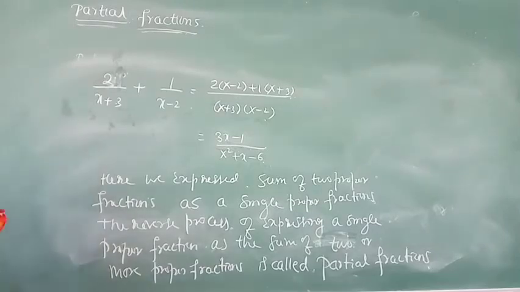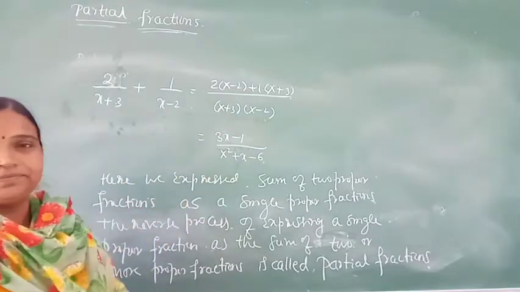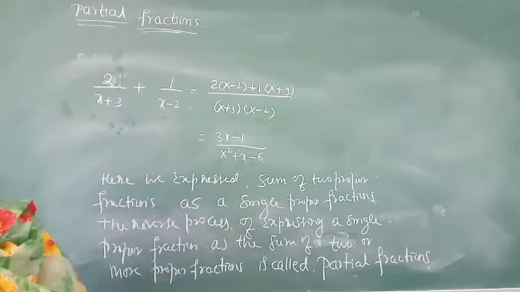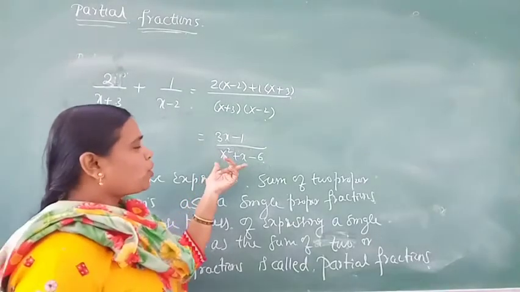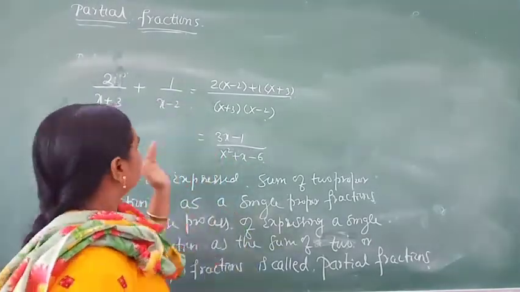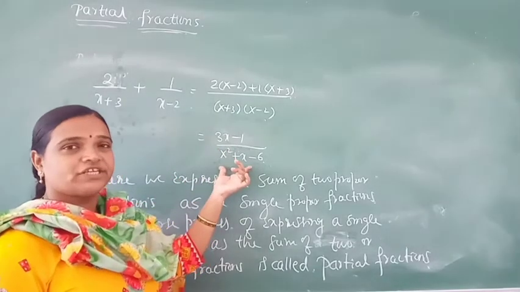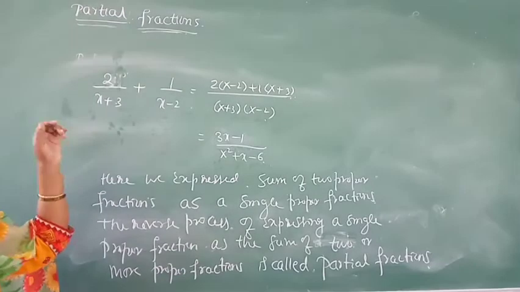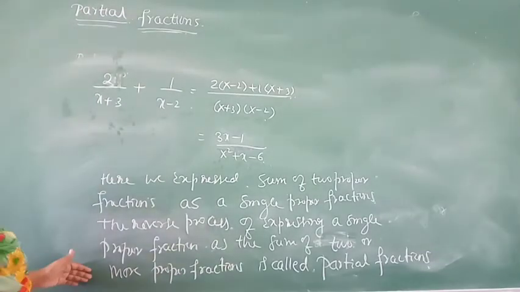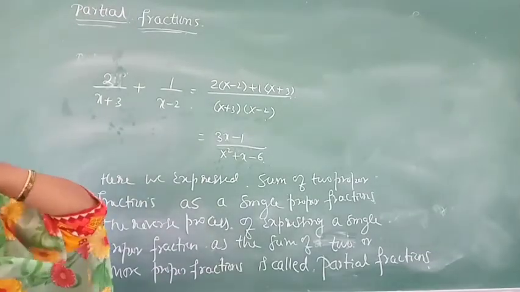We consider two proper fractions. We have done the sum. The reverse process means the proper fraction can be written as the sum of two or more proper fractions. A single proper fraction can be converted in terms of two or more proper fractions. Such type of fractions we call partial fractions.